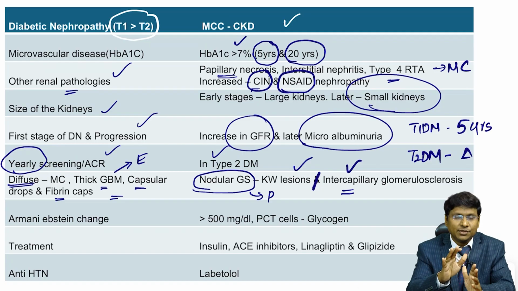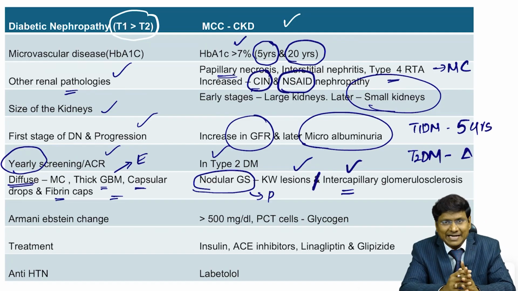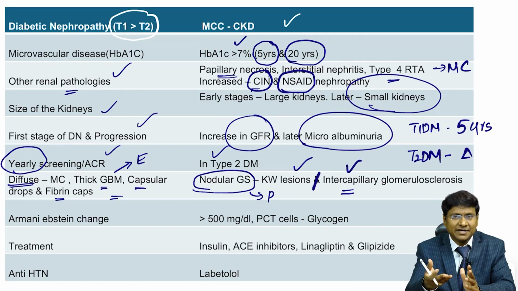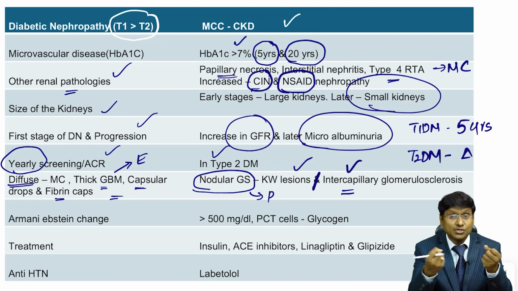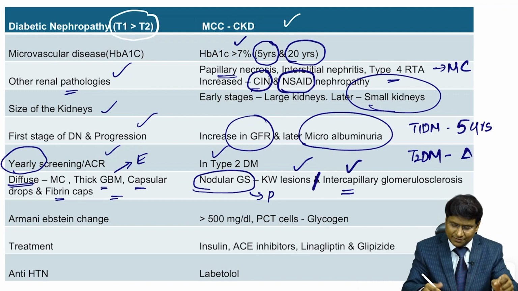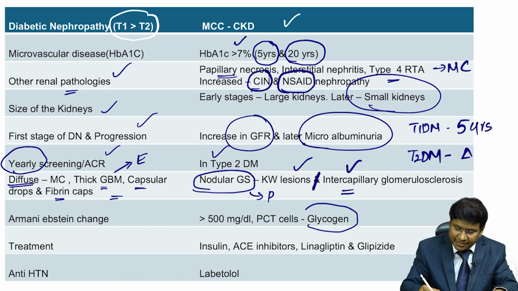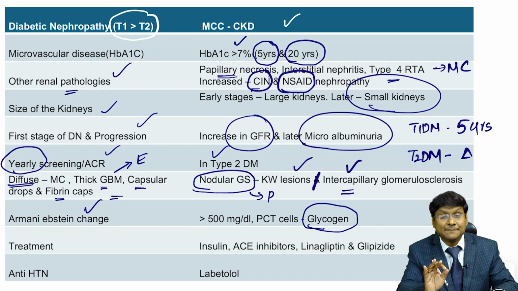And that is nodular. But in these patients with diabetes, if the blood glucose levels are more than 500 milligrams per deciliter, the glucose will be absorbed across the proximal convoluted tubule, and the glucose is accumulated in the form of glycogen in the PCT. That is what is called Armani-Ebstein change.